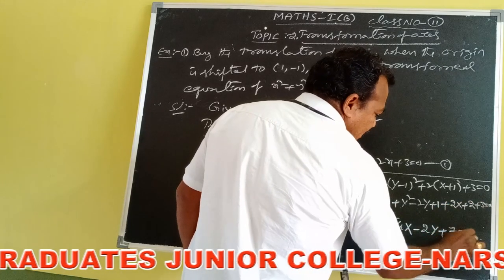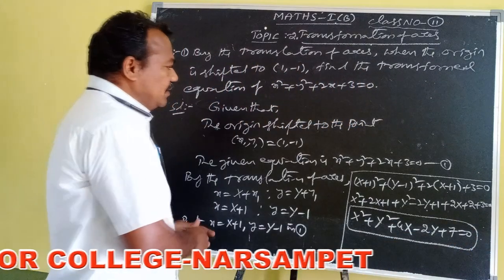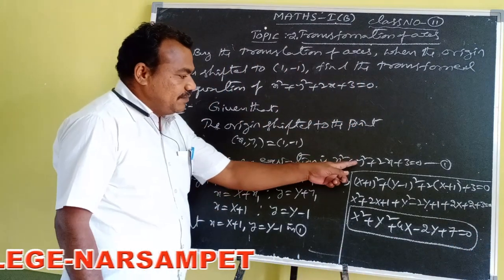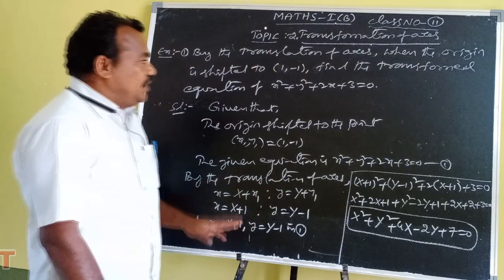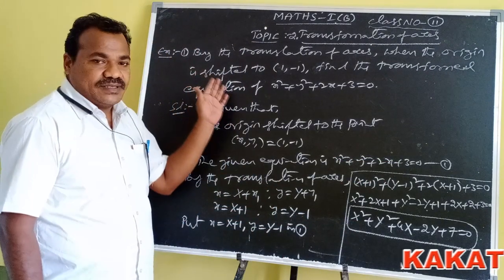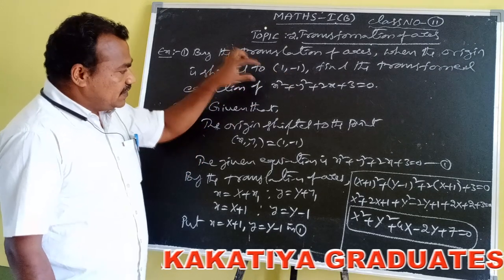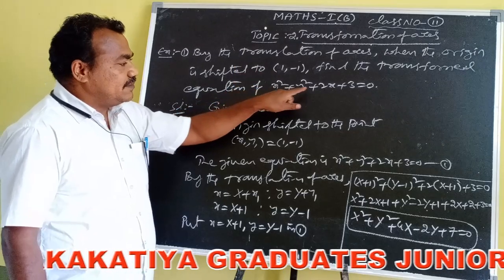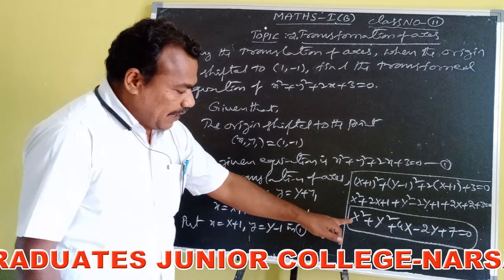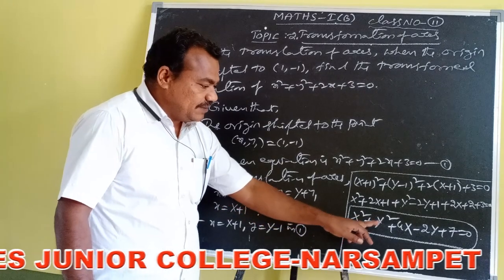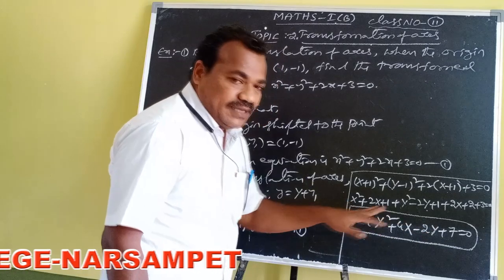So this is the required transformed equation of the given equation x square plus y square plus 2x plus 3 is equal to 0. So by the translation of axis, with the origin shifted to the point (1, -1), this equation changes in the new system as capital X square plus capital Y square plus 4 capital X minus 2 capital Y plus 7 is equal to 0.